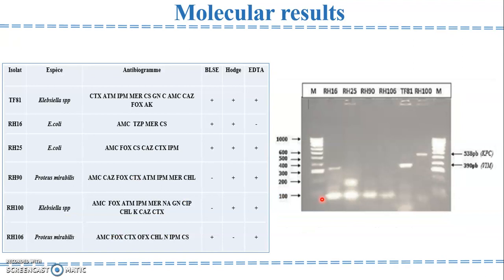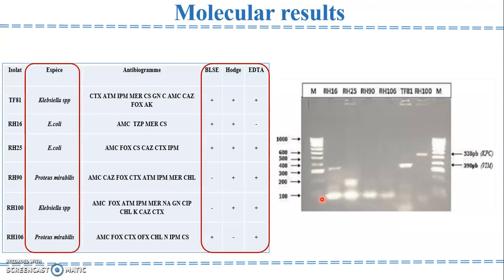Regarding the screening of CPE based on phenotypic tests, we have selected 6 strains capable of expressing a carbapenemase, among which 2 Klebsiella and 1 E. coli harbored KPC and VIM genes.